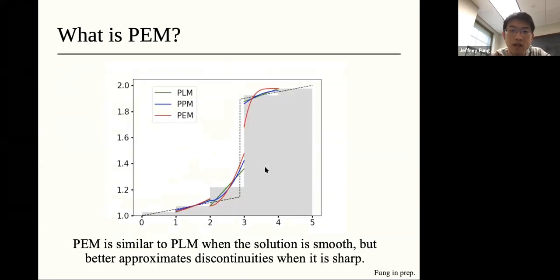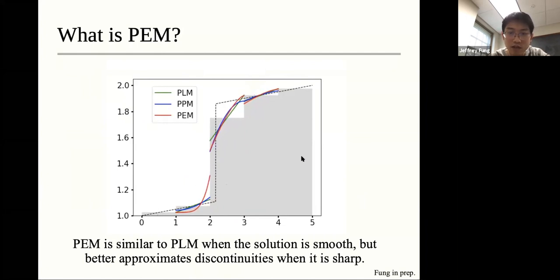So what this actually looks like is this. Here, the dotted line is the actual background profile, the actual profile of whatever this is. Let's say it's density, and then the gray is the cell average. If you take this and put it into 5 cells, then these curves are the reconstructed profiles, with green being PLM, blue is PDM, and red is PEM.